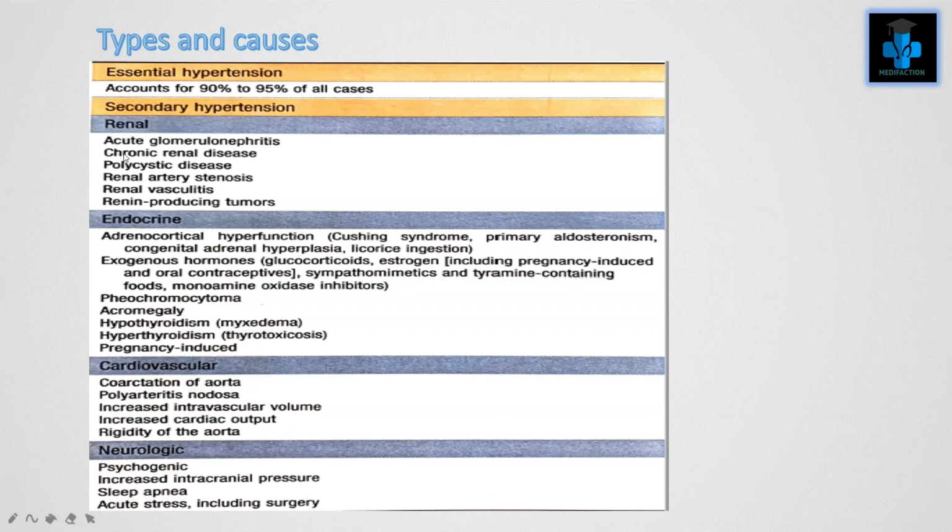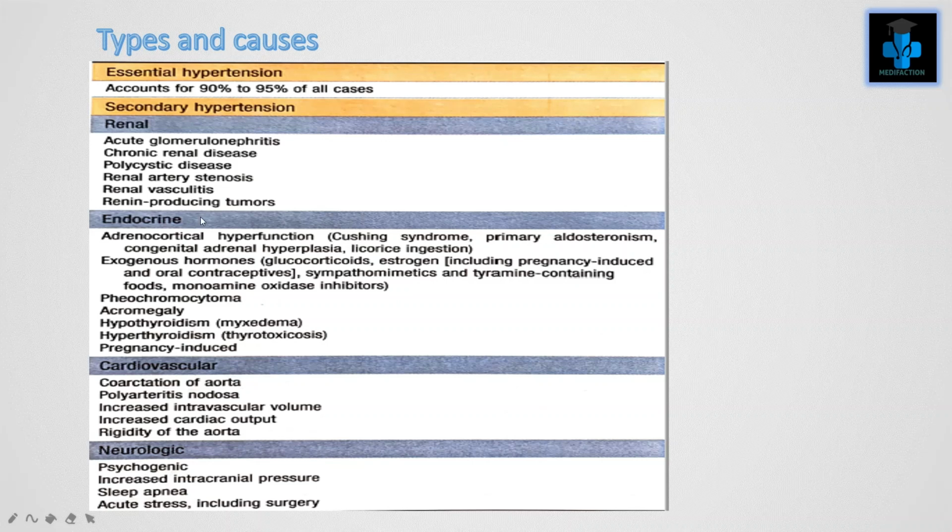In renal conditions, it may be due to acute glomerulonephritis, chronic renal diseases, polycystic disease, renal artery stenosis, renal vasculitis, renin-producing tumors. This all can cause hypertension related to the kidney.